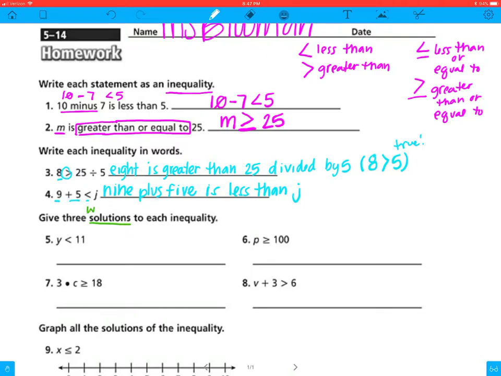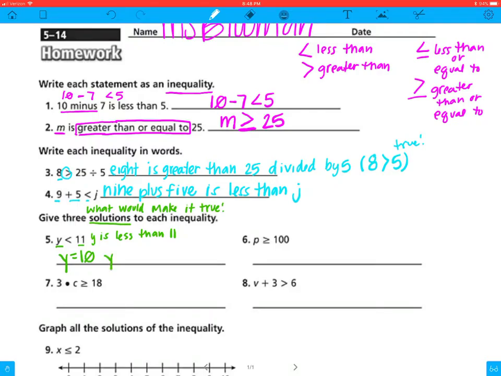So we're going to give 3 solutions for each inequality. When it says solutions, it's asking what would make this inequality true. So again, just slow it down, attend to precision, and be an advocate. We're going to work through these together. So y is less than 11. Say it out loud, say it in your head. Either way, sometimes hearing it makes a light bulb go off.